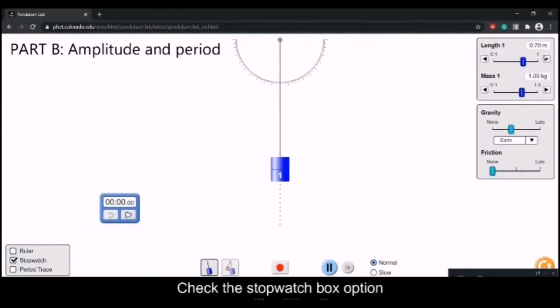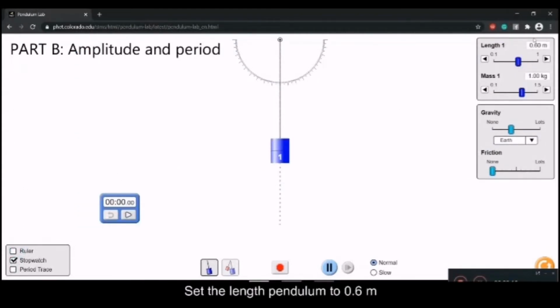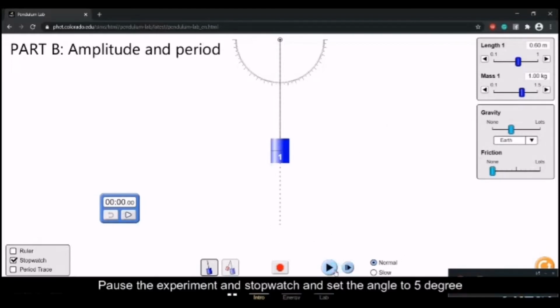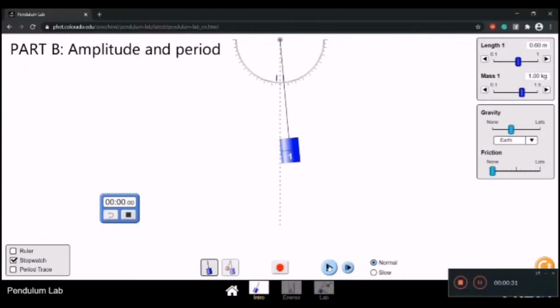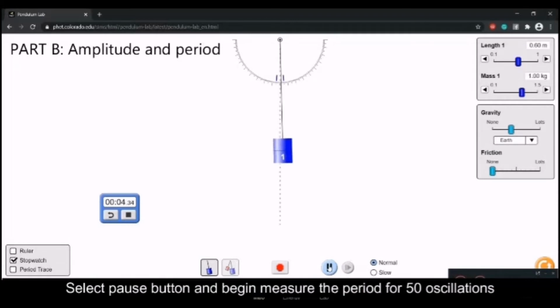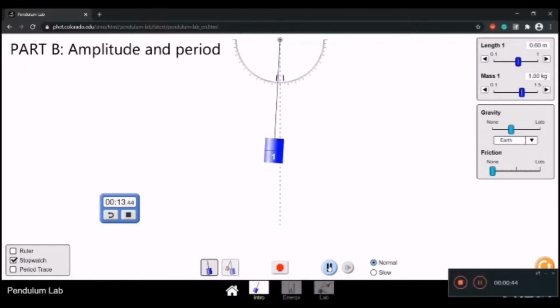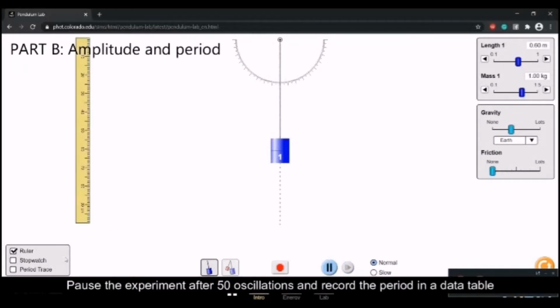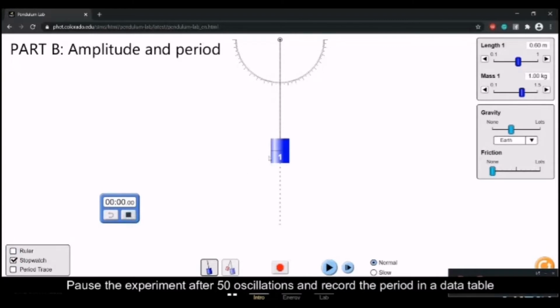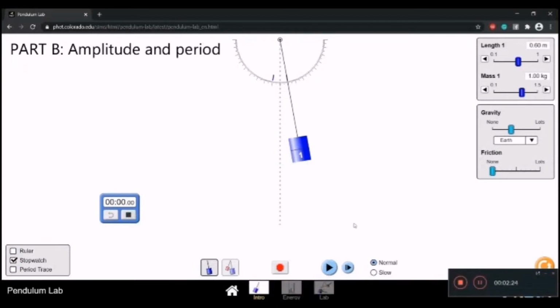Check the stopwatch box option. Set the length of the pendulum to 0.6 meter. Pause the experiment and stopwatch and set the angle to 5 degrees. Select the pause button and begin measuring the period for 50 oscillations. Pause the experiment after 50 oscillations and record the period in the data table.